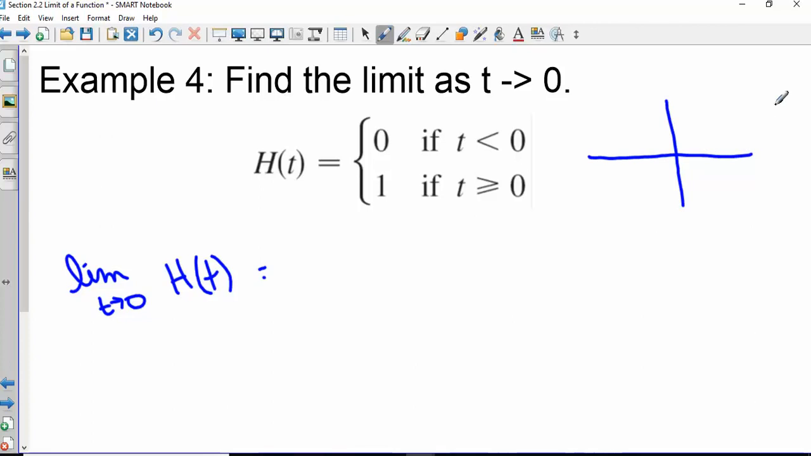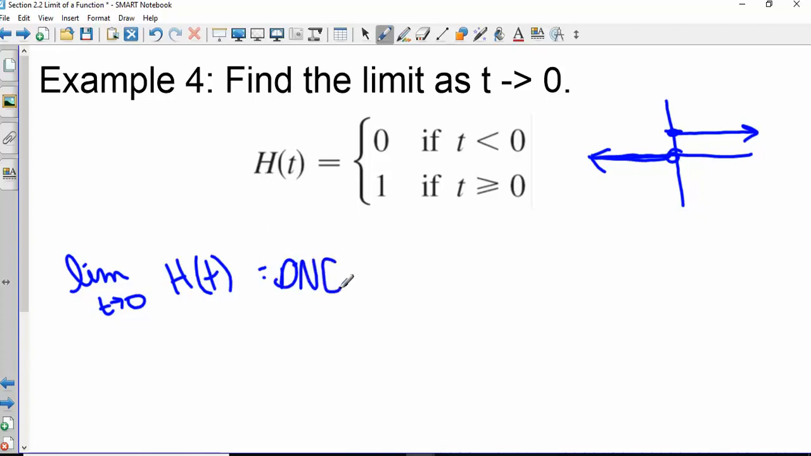Think about the graph. If t is less than 0, you get out t. If it's greater than or equal to 0, you get out 1. So overall, if I'm coming from both sides, does this exist? The individual one sides exist, but if I came in from both at once, does it exist? No, because they're different. They don't match.